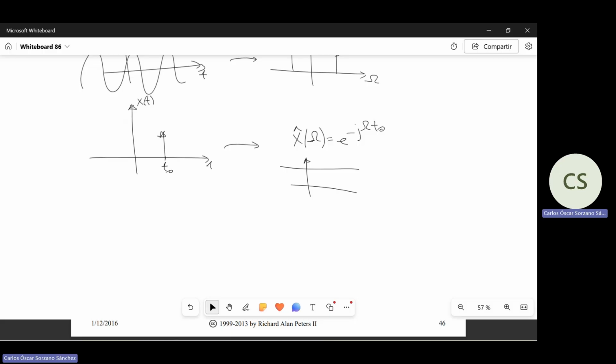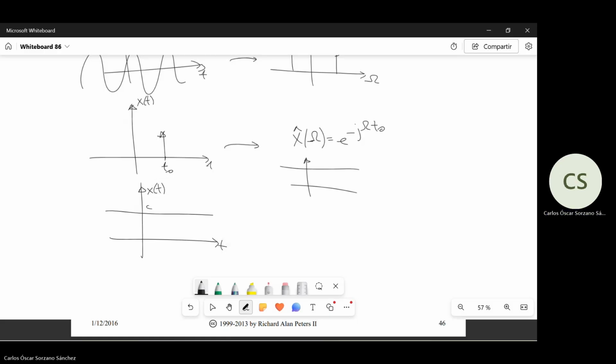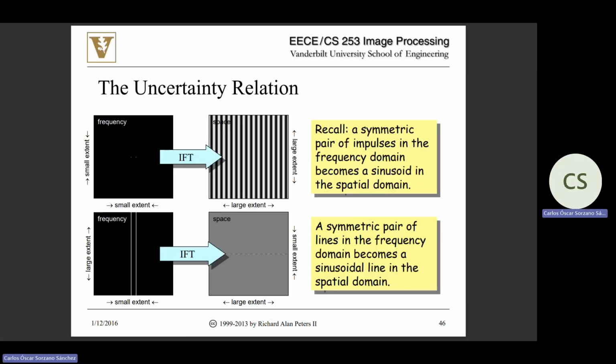What if my signal is a constant? So I have some constant signal. What is the Fourier transform? Always label your axes, okay, when you make these plots. It's a delta, related to that constant. So if something is very wide in one space, it will be very compact in the other space. These are extreme cases, but in general, it always applies.